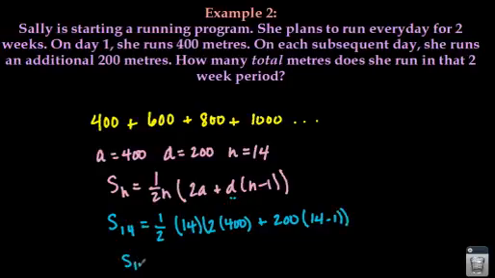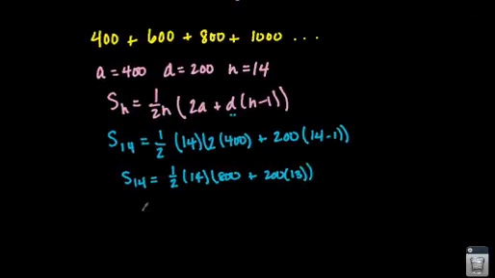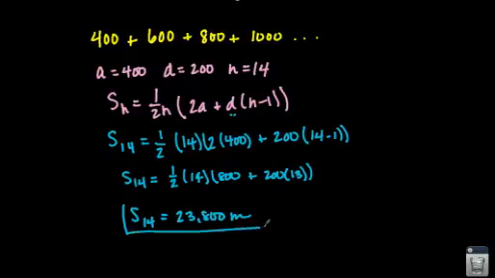If I simplify this, I end up with half times 14 times 800 plus 200 times 13. Or you could have just put this into your calculator straight away, but if you want to simplify, this is how you do it. When I sum this together, I end up getting a distance of 23,800 meters. This is not speed, this is how many meters she ran in 14 days.